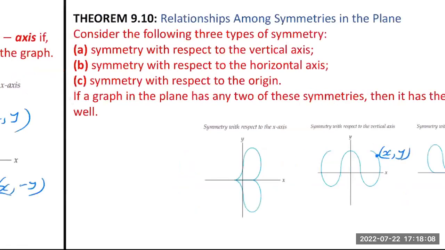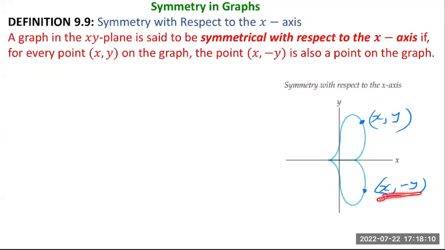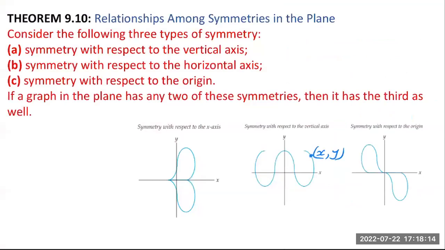This time it is not x comma minus y. This time it is minus x comma y. The point minus x comma y should also be on the graph. Notice that this time the y coordinates are the same, but the x coordinates switch sign. If this is positive, this has to be negative. All right, that's the definition of being symmetric with respect to the y-axis.